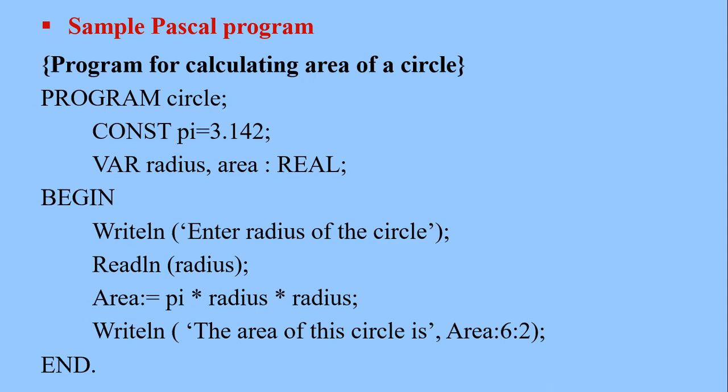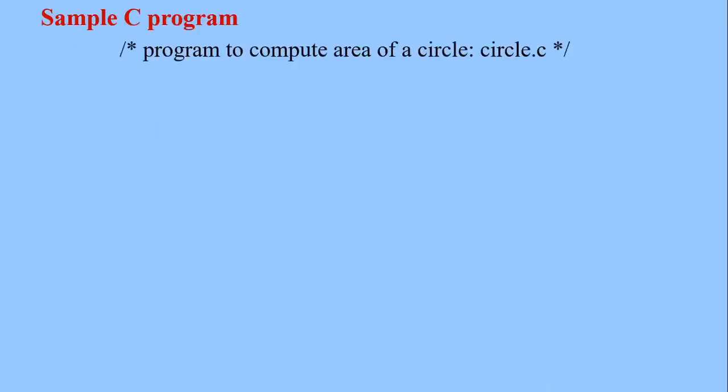End the program. That is the end of the program. What about in C? Just as I said before, this is how we write a comment in C: /* program to compute area of a circle */, and it is saved as circle.c. That's one way of writing comments in C.